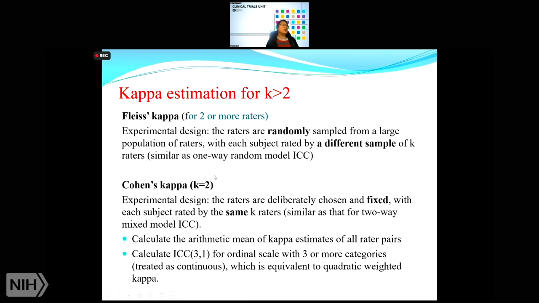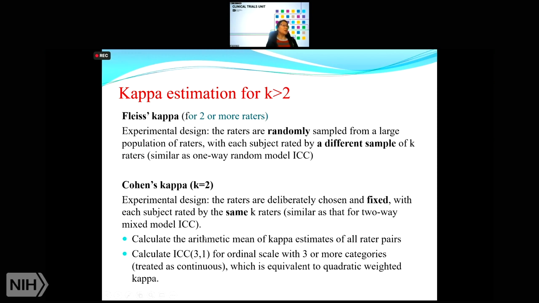Also, how do we calculate the kappa for k greater than 2? We may know that Fleiss kappa can be used for two or more readers. However, the nonpermanent design for Fleiss kappa is not commonly used. In that design, the readers are randomly sampled from a large population of readers, with each subject rated by a different sample of k readers, which is similar to the one-way random model ICC. For Cohen's kappa, the design has readers deliberately chosen and fixed, with each subject rated by the same k readers, which is similar to the two-way mixed model ICC.